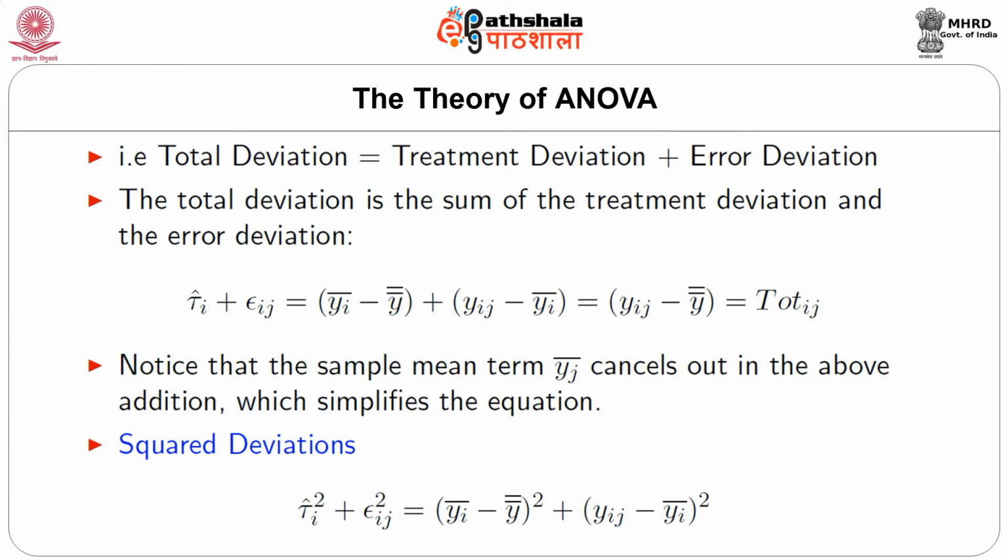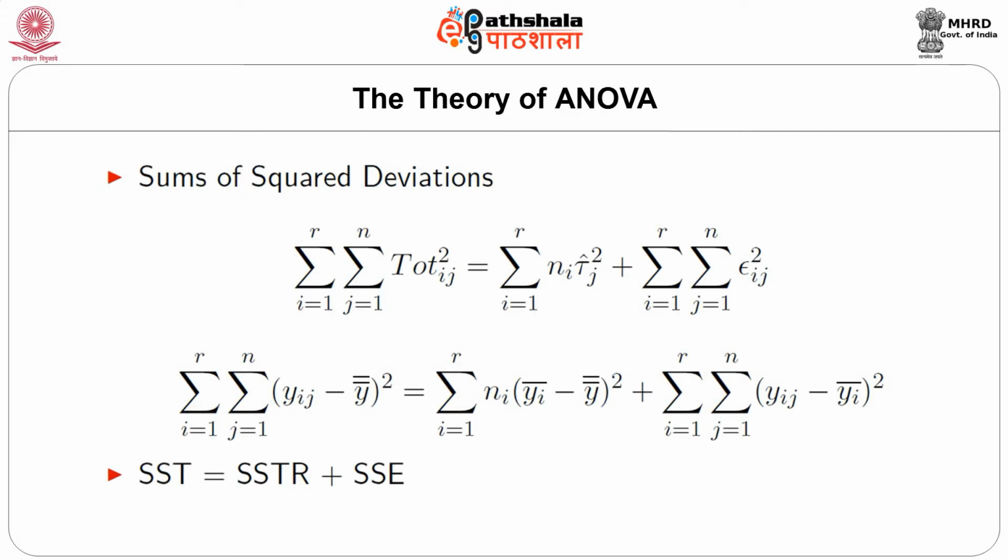Square deviations. Square deviations are another tool that we use in linear models. Tau i hat square plus epsilon ij square equal to yi bar minus y double bar whole square plus yij minus yi bar whole square. Tot ij whole square is equal to, therefore, yij minus y double bar whole square.